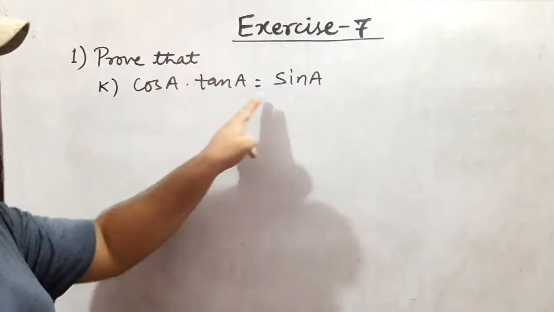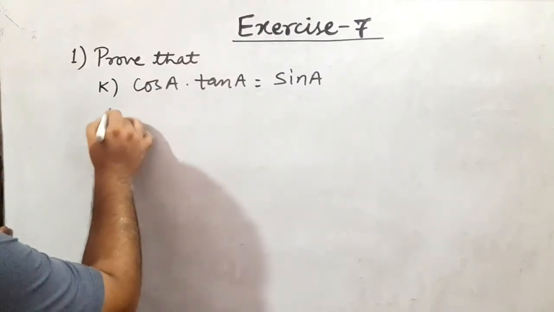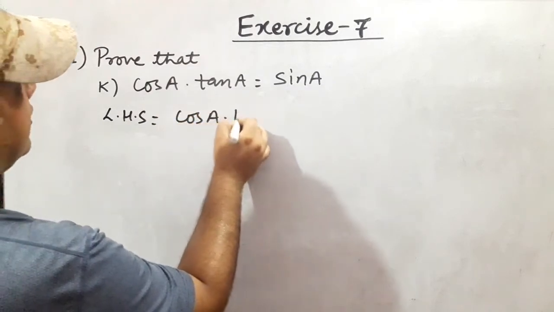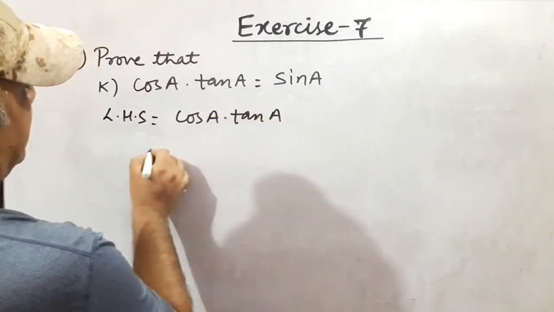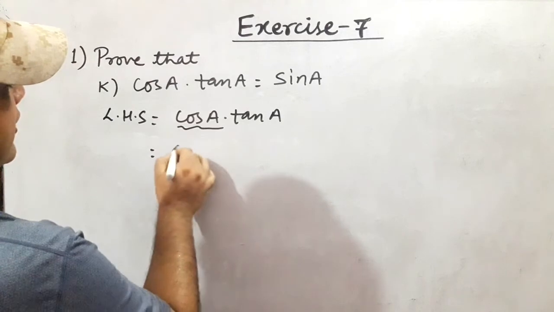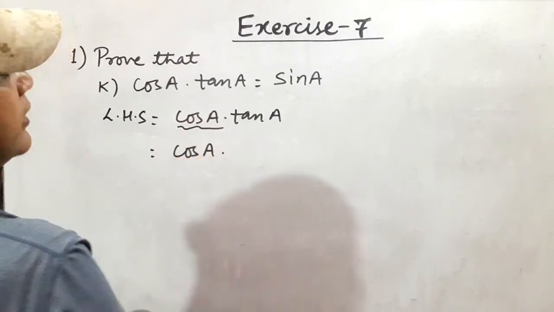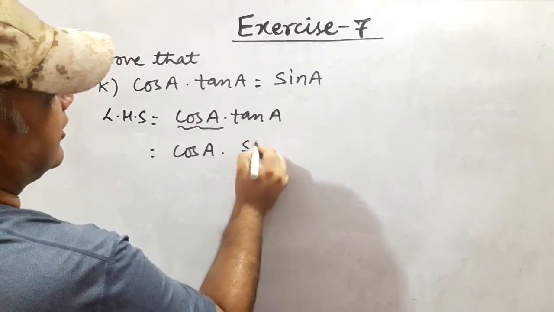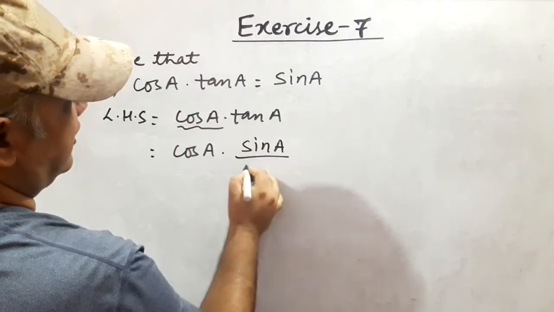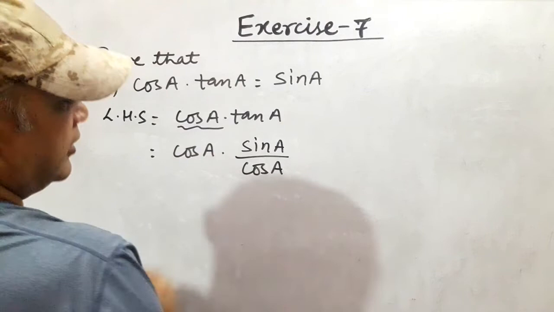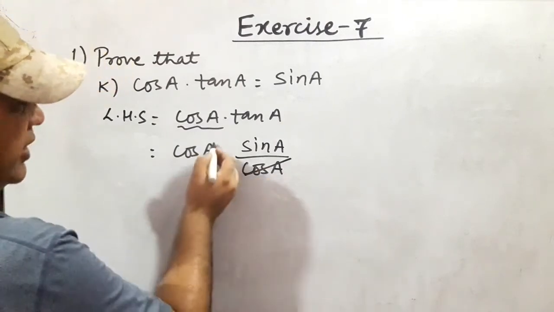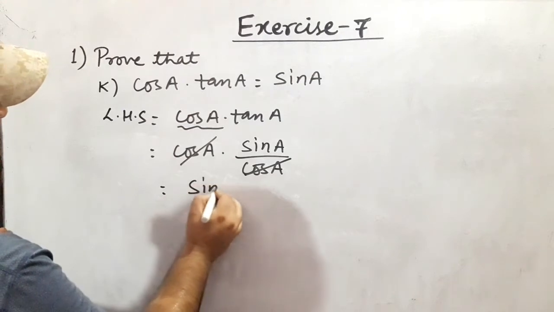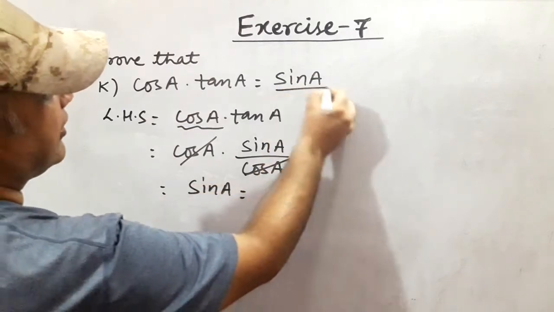Cos A into tan A equals sin A. Taking the left hand side, we have cos A into tan A. We shall not change cos A, so cos A as it is. And from the reciprocal relation, tan A can be written as sin A by cos A. Denominator cos A, numerator cos A, they get cancelled. The remaining term is sin A, which is our right hand side.